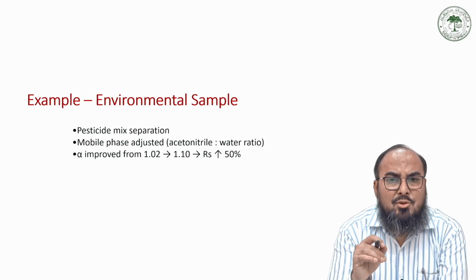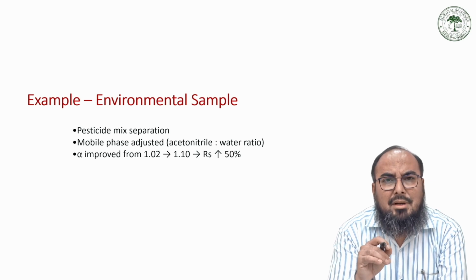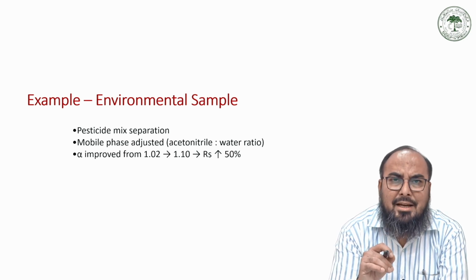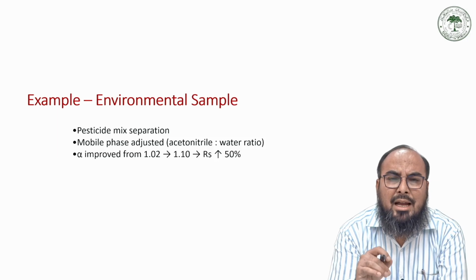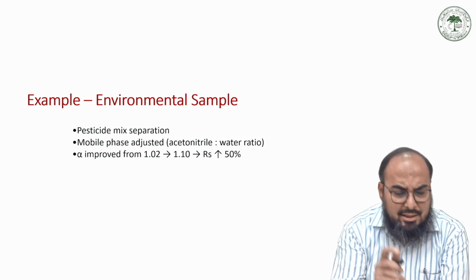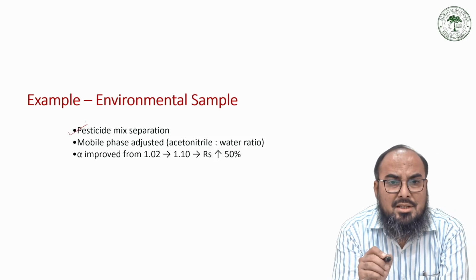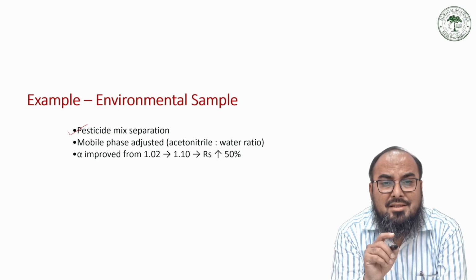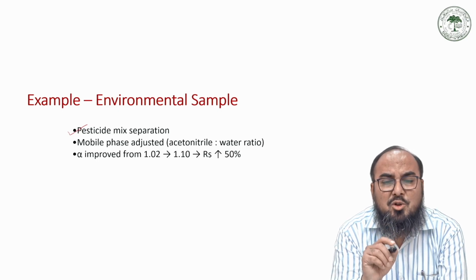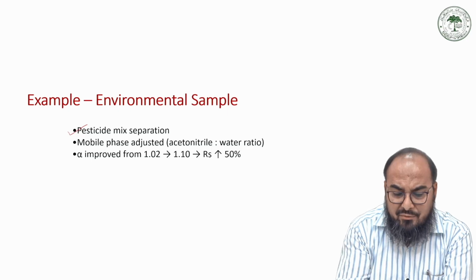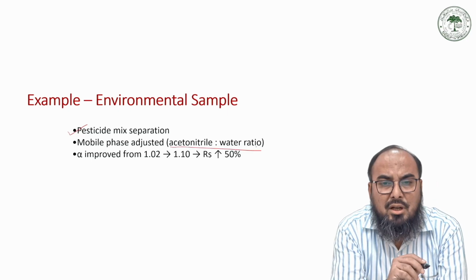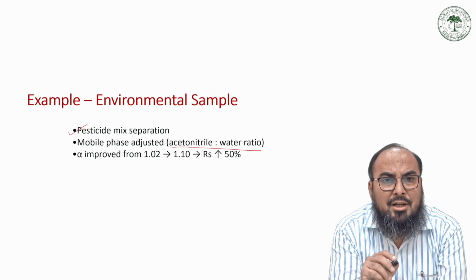Let us see in terms of environmental sample. So we can actually ascertain the presence of pesticide by simply running the chromatogram of the sample. Now another important point which we have to discuss here is the mobile phase adjustment, that how actually mobile phase comes into picture. Here we have given you an acetonitrile water ratio. Let us see a common issue.